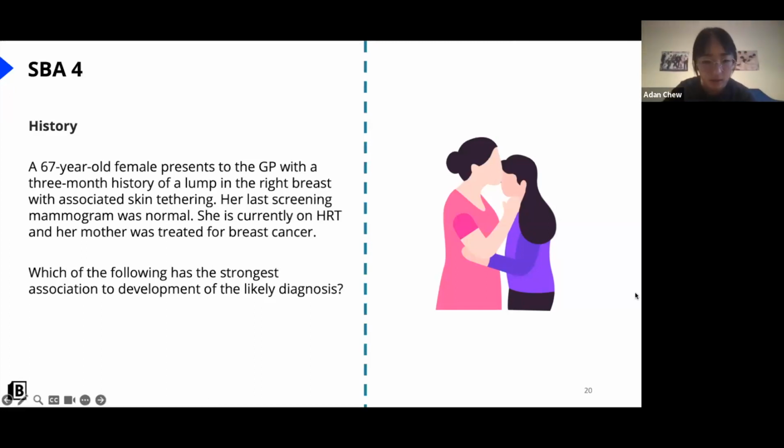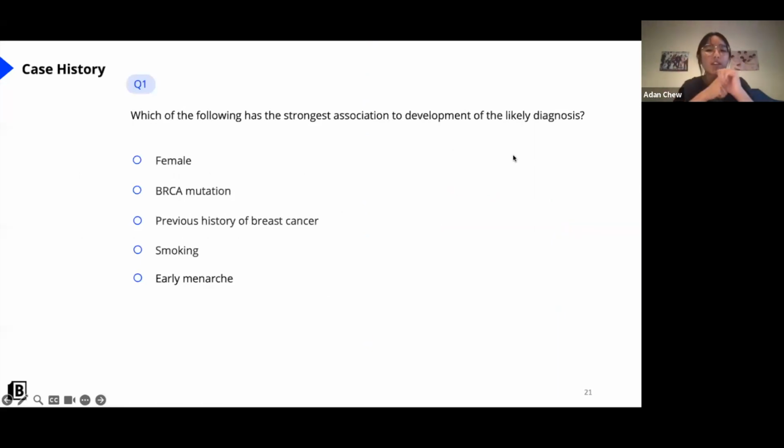So I'm going to start the quiz on Menti. So there are 5 options. One is being female. Second is a BRCA mutation. The third one's previous history of breast cancer. Fourth one is smoking, and the fifth one is having an early menarche. Going to give you a few minutes to vote and answer.